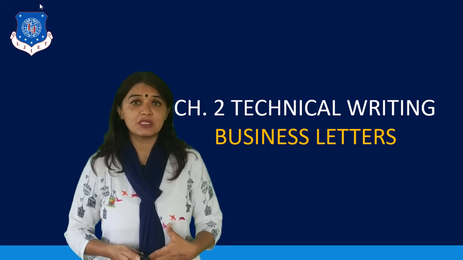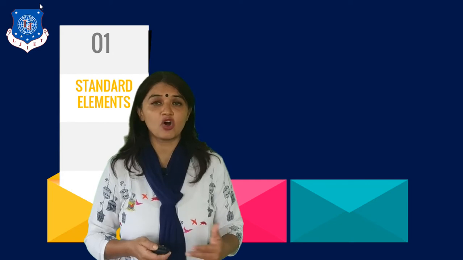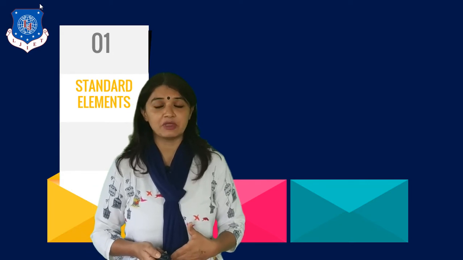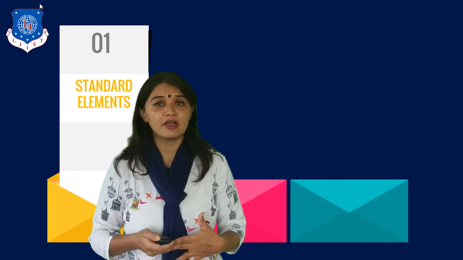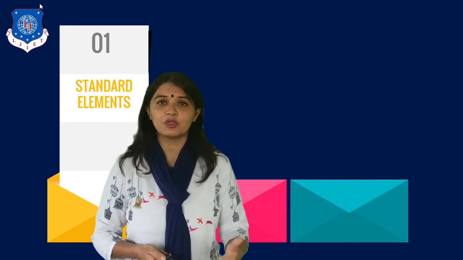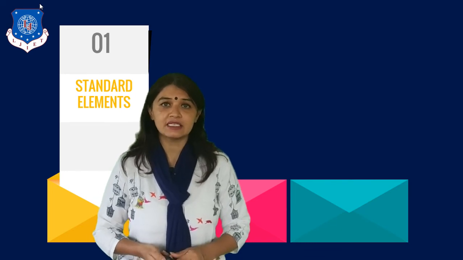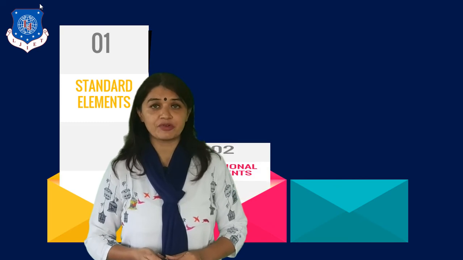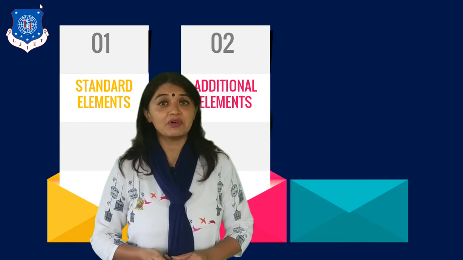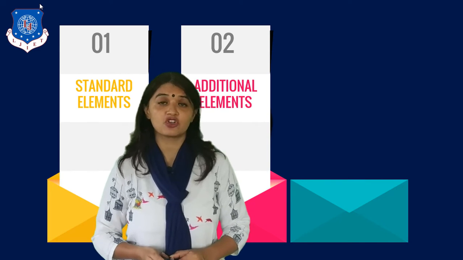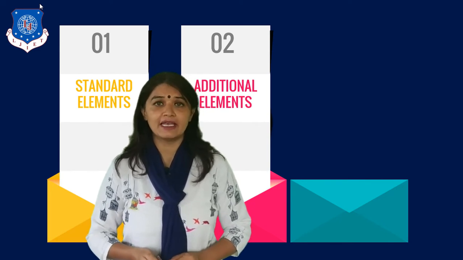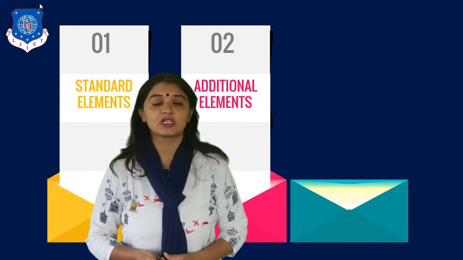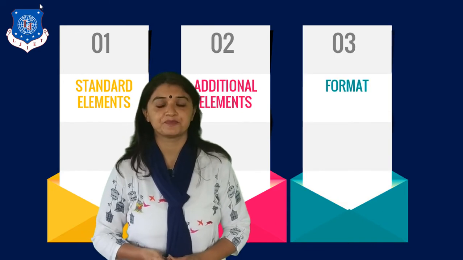So today we will see three different aspects of writing a business letter. Number one, we will see the standard elements, that is the components of a business letter. That means the components that we need to include in a business letter, no matter which type of letter it is. Secondly, we will see the additional elements of a business letter. That is, whenever required, we may include some other elements or components over and above the standard elements. And lastly, we will be talking about the formats of a business letter.